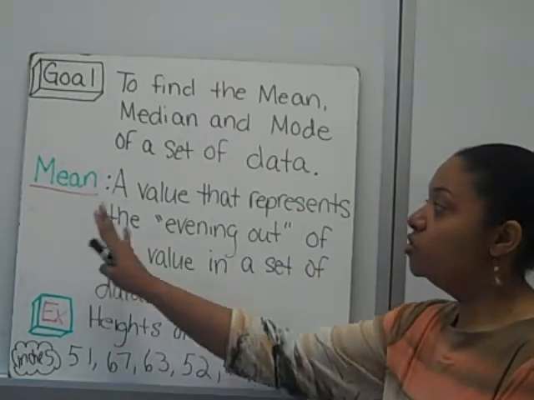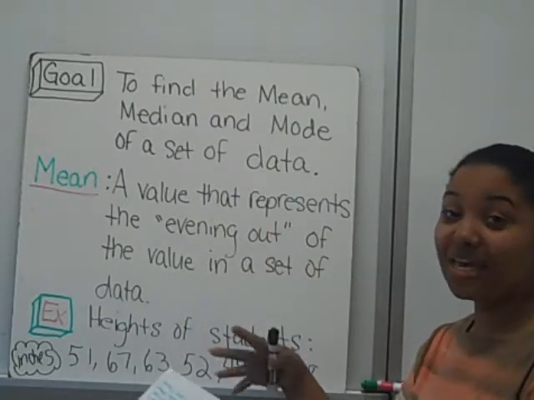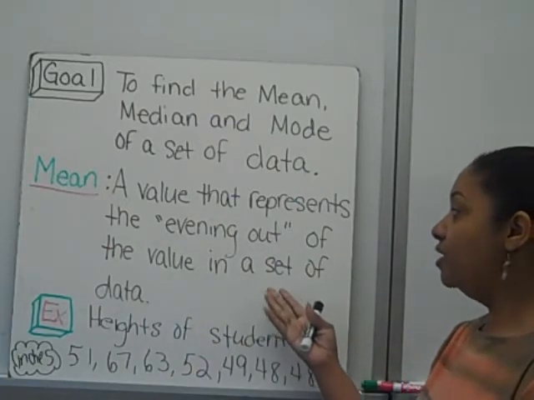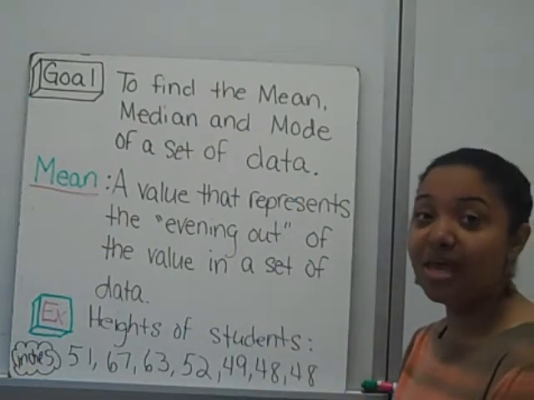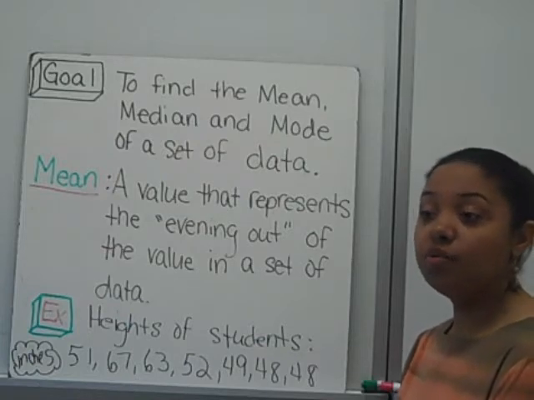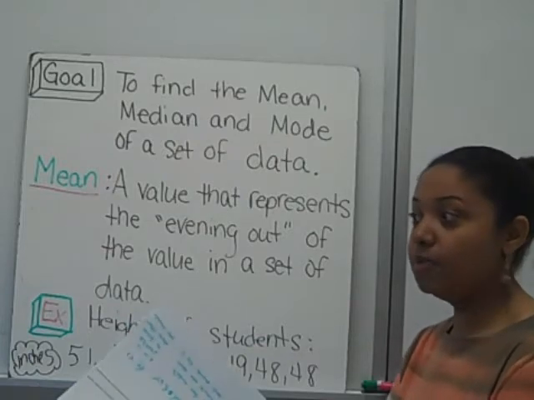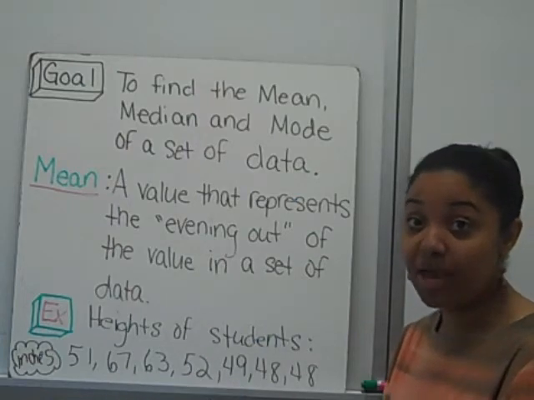So the mean, first of all, as a review, is a value that represents the evening out of the value of a set of data. Basically, it's just finding the average, which you've heard before. When you want to know your test average, you add up all your tests, and then you divide by however many tests you had.